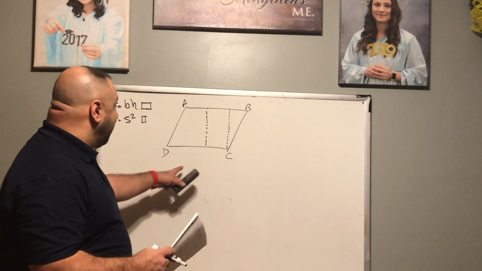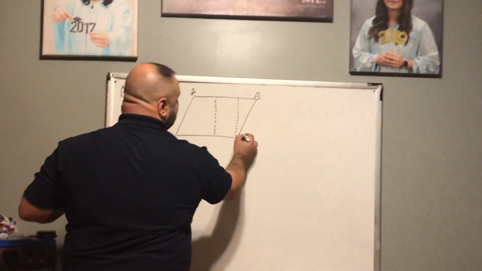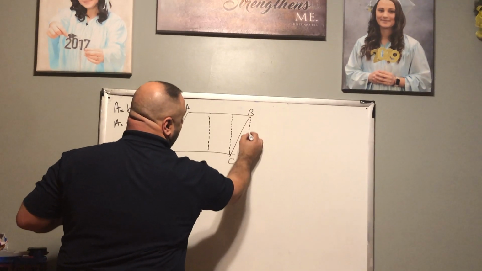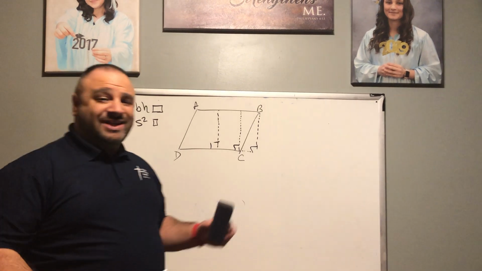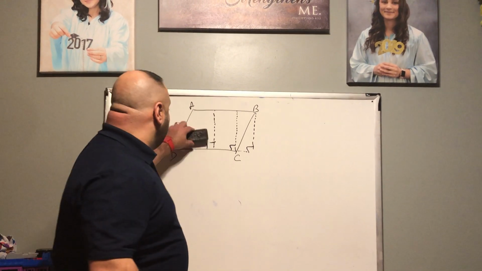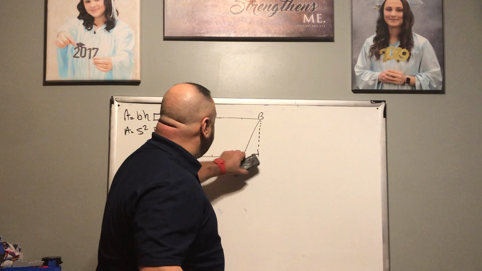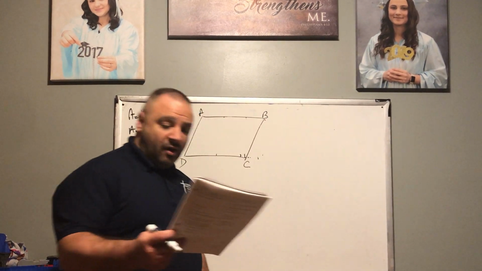Again, we could have it here. Also, we could have it to the side, with the base extended here, and then we can go down this way. So we have, okay, the altitude. It's the same length regardless of its location inside the parallelogram.